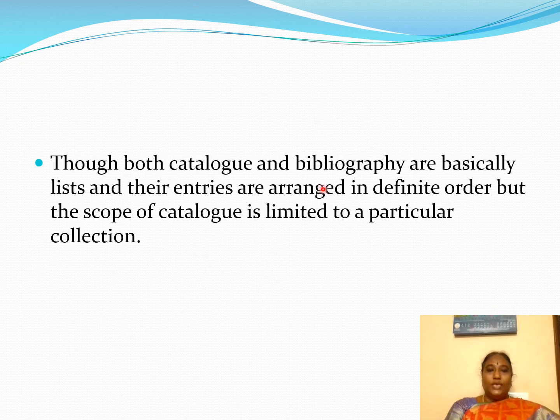Though both catalog and bibliography are basically lists and their entries are arranged in definite order, the scope of a catalog is limited to a particular collection. So both the catalog and the bibliography produce lists, and their entries are arranged in definite order, but we need to remember that the scope of the catalog is limited to a particular collection of a library.